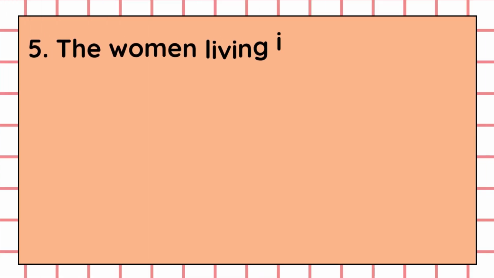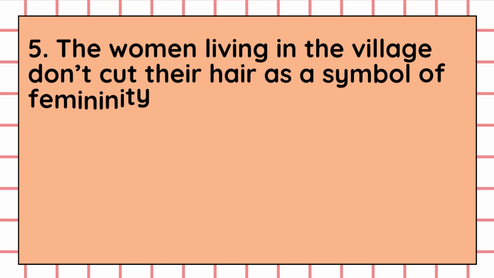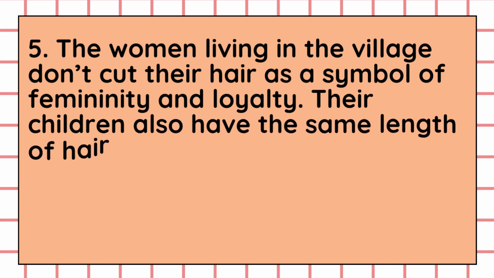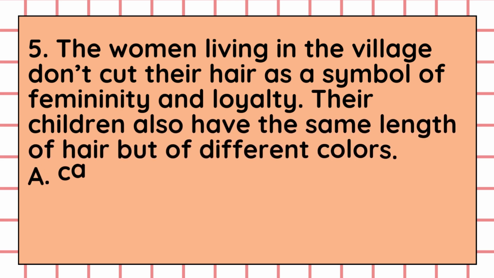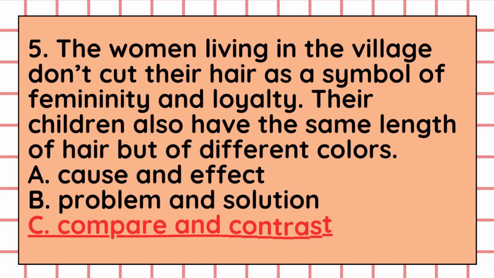5. The women living in the village don't cut their hair as a symbol of femininity and loyalty. Their children also have the same length of hair but of different colors. A. Cause and effect. B. Problem and solution. C. Compare and contrast. Answer. C. Compare and contrast.